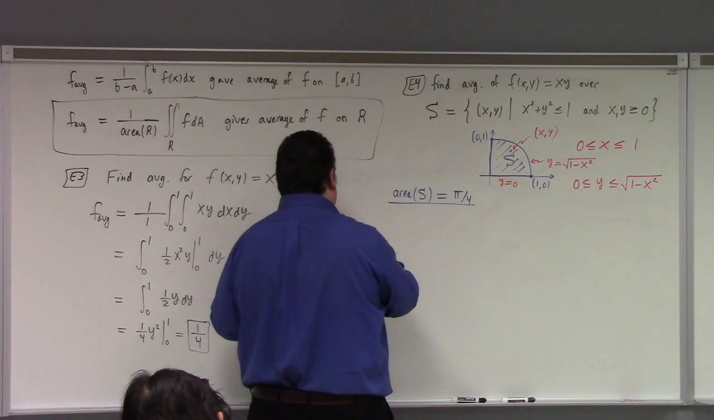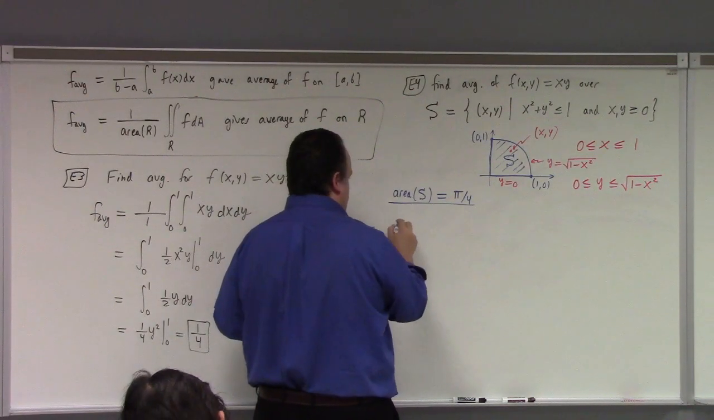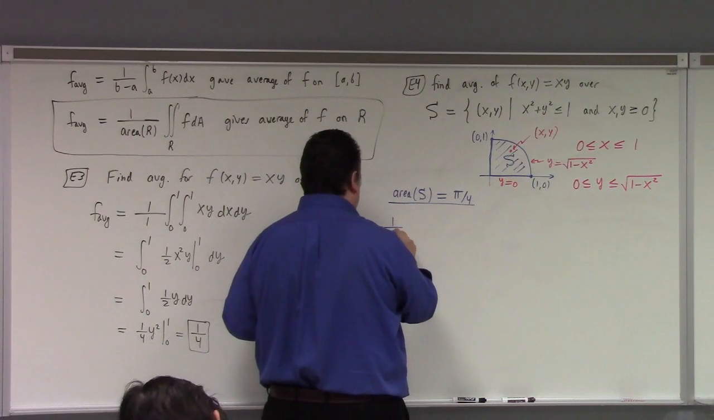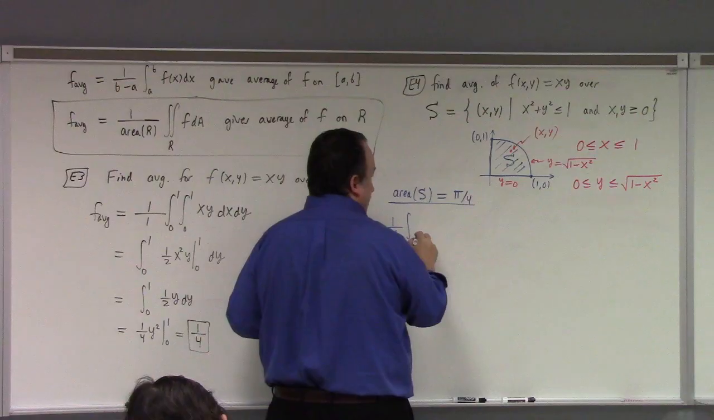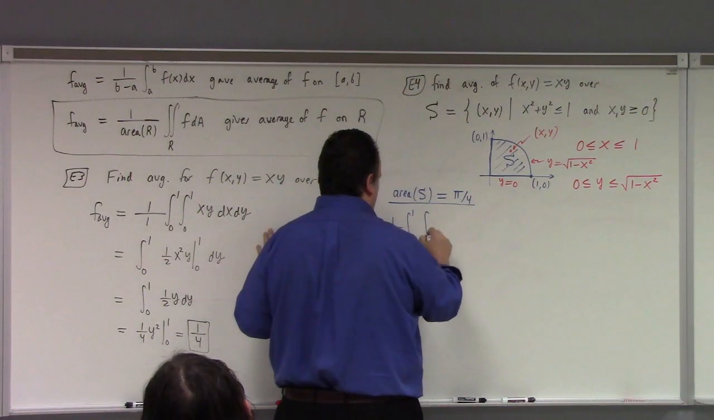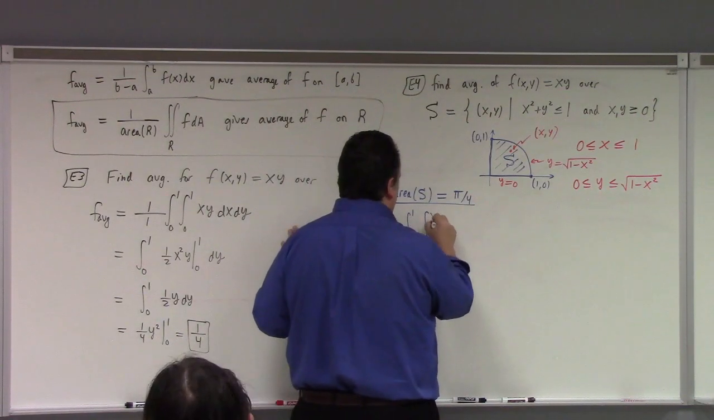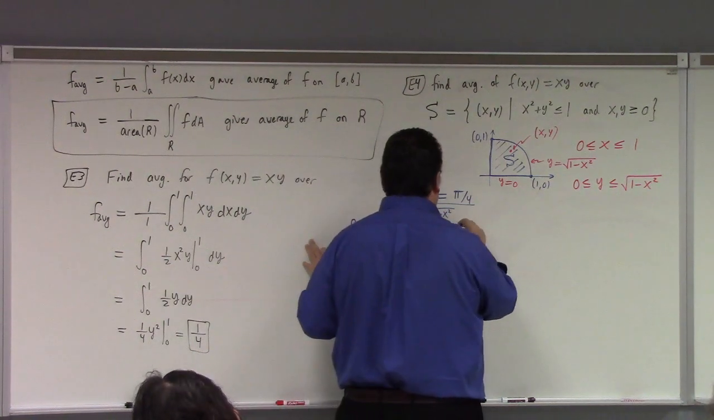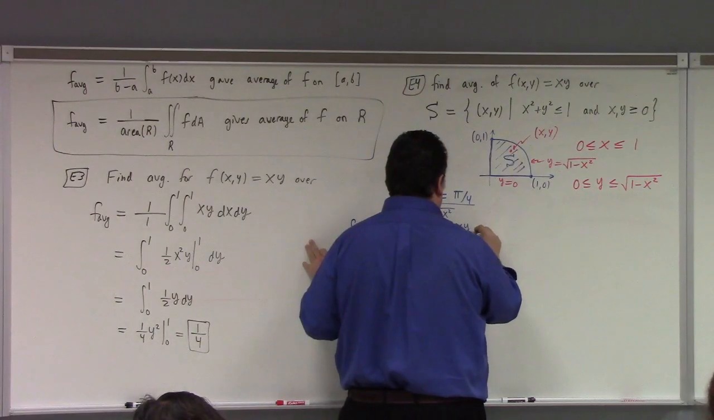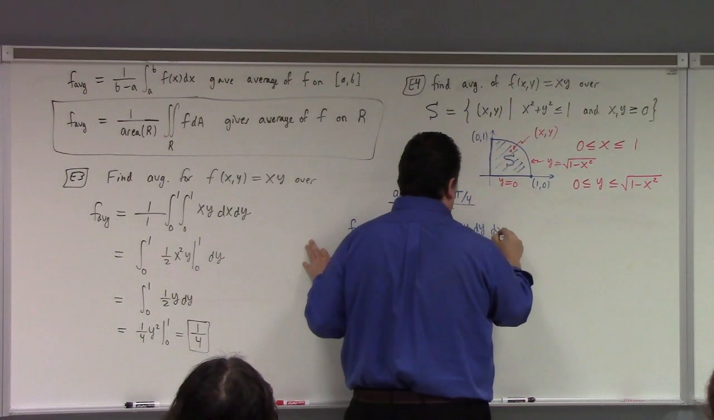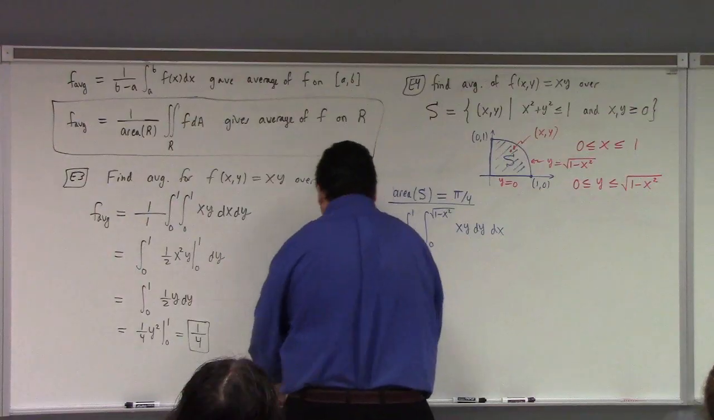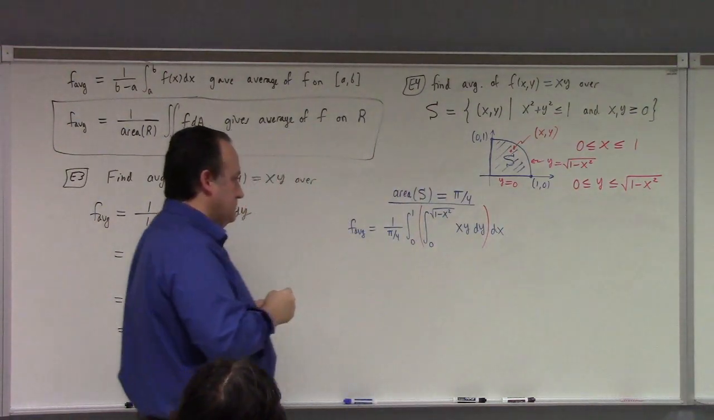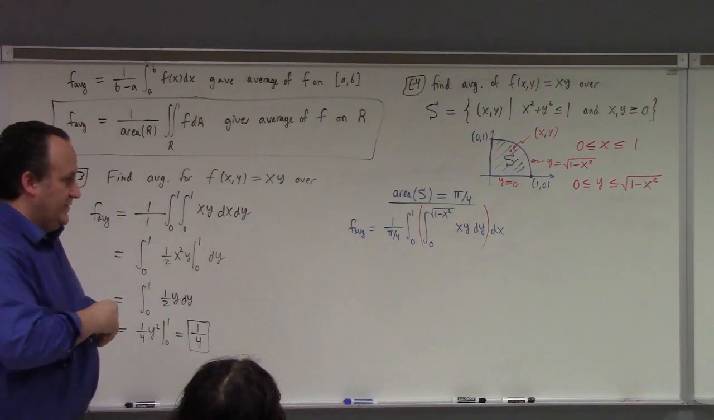So the average then is 1 over pi over 4. And then we're integrating from 0 to 1, and from 0 to the square root of 1 minus x squared, and then we got ourselves our x, y, dy, dx. So let's do it.